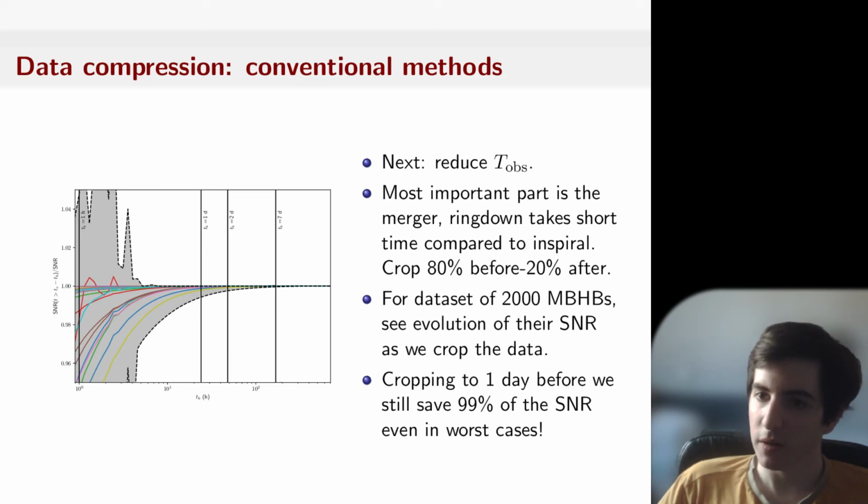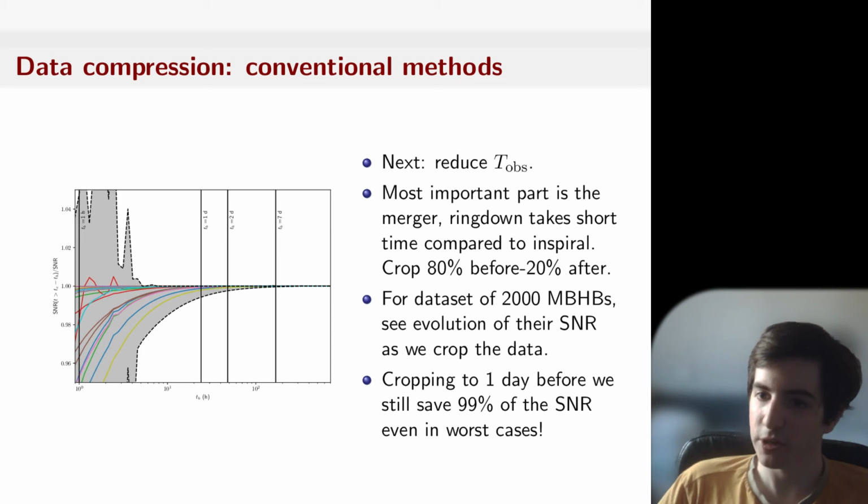Next, we need to find out how much we can crop our waveform without it being too much. As a metric for this, we use the signal-to-noise ratio. How much information is in the inspiral relative to the merger has a much more complicated dependence on the parameters than something like the merger frequency. So for a dataset involving 2000 simulations, we compute the SNR and see how that number evolves as we keep cropping more and more. This is shown on the figure to the left.